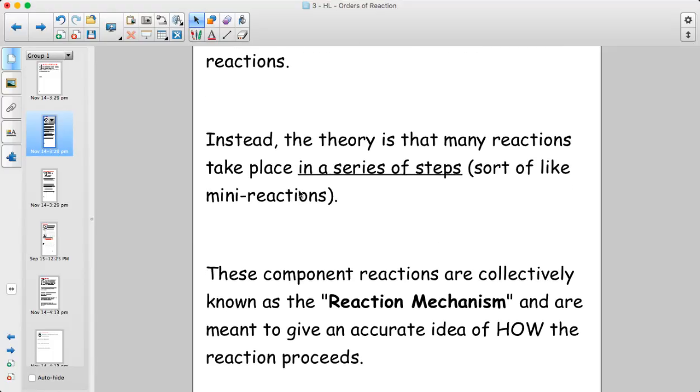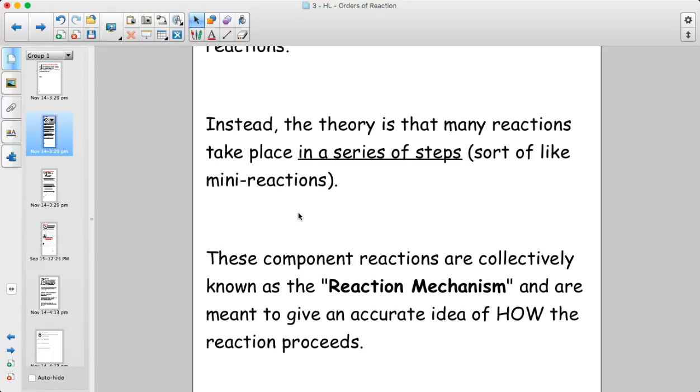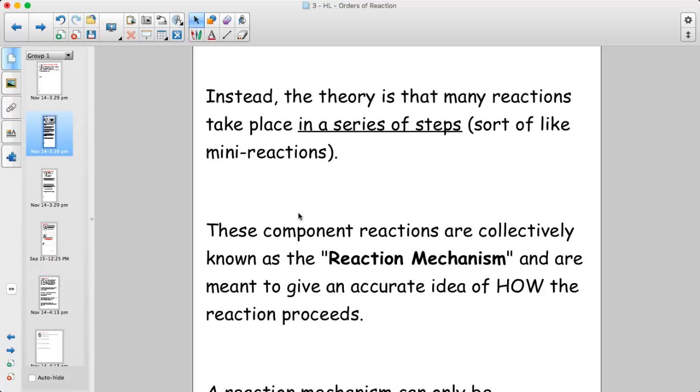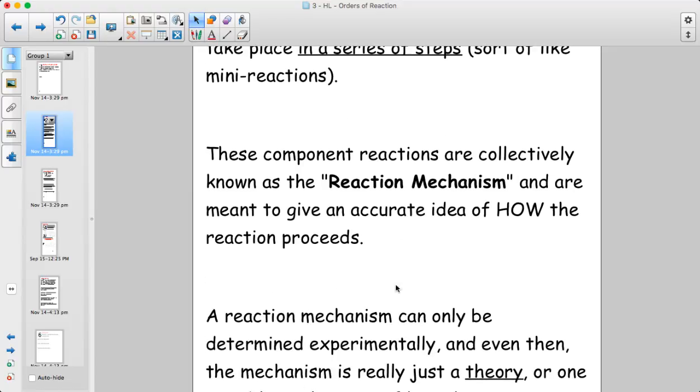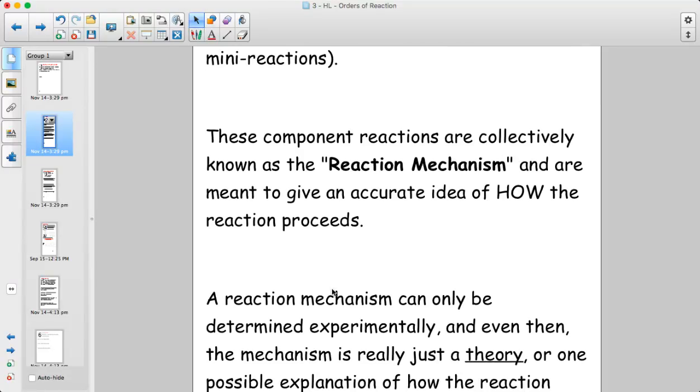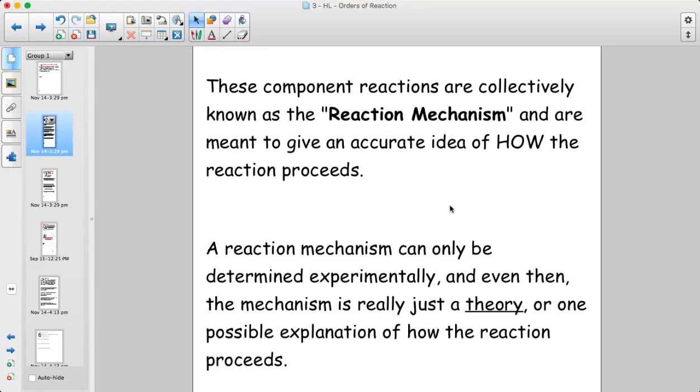So the theory to explain how their concentration could affect the rates of reaction differently than others is that reactions actually take place in a series of steps, sort of like little mini chemical reactions that get you from reactants to products. And these component reactions are collectively known as the reaction mechanism. They give a sort of accurate illustration of how the reaction actually proceeds. A chemical reaction just gives you the beginning and the end point and doesn't really show you anything of the in-between. So that's what the reaction mechanism is for.